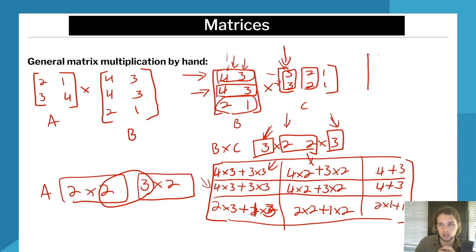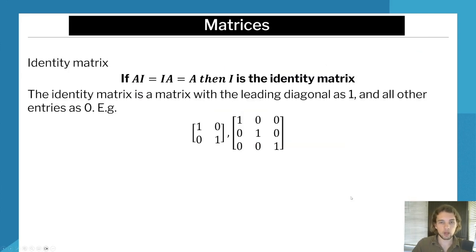If we multiply A times B, you find out what the dimensions are, and then for row 1, column 1, we multiply row 1 of A by column 1 of B. Row 1, column 2, row 1 of A by column 2 of B, etc. So now let's look at the identity matrix.